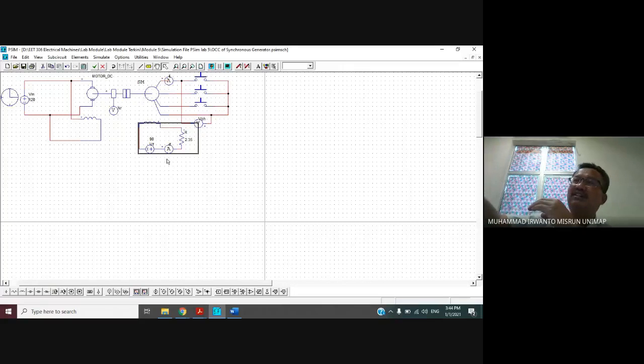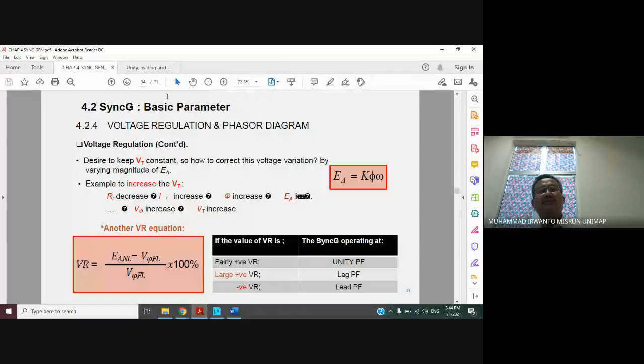How about the internal generated voltage? Remember, they have a proportional relationship, meaning if the field voltage increases, the internal generated voltage will also increase. Now, we go back to the lecture note. Here, remember, voltage regulation. Look at this here. The desire is to keep the terminal voltage constant. So, how do we correct this voltage variation?